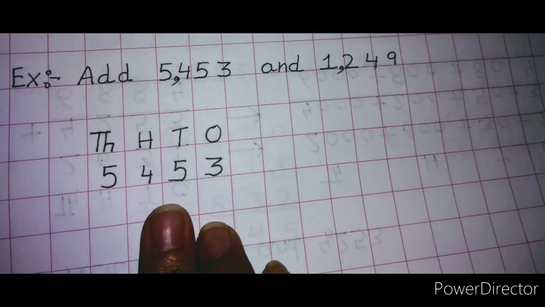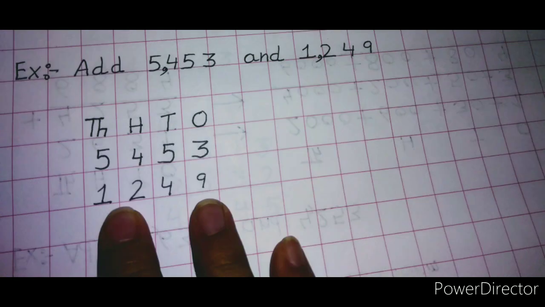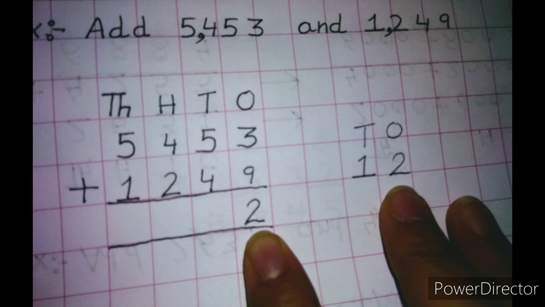5453, and the next number is 1249. Then we will put the sign of addition and then we will start adding. First we will add the digit in the ones place. So the number is 3 plus 9.